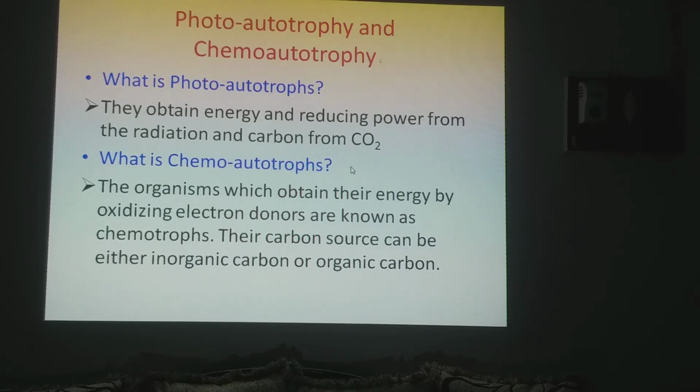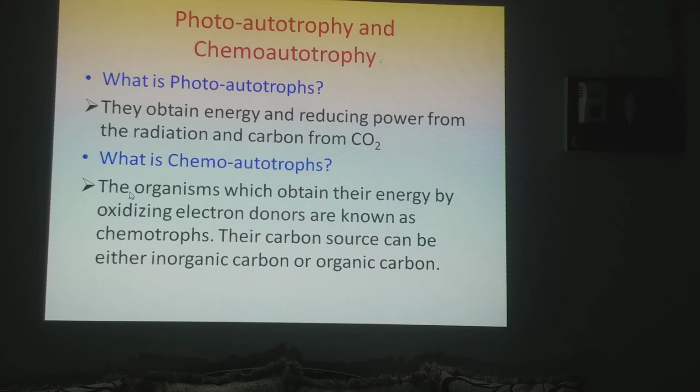In our course, we have these two terms, phototrophy and chemotrophy. First of all, to understand these things, we should know about phototrophs and chemotrophs. The phototrophs obtain energy and reducing power from radiation, and carbon from carbon dioxide. So all three they acquire from nature: energy and reducing power from the light, and carbon from the carbon dioxide. The whole process is known as phototrophy.